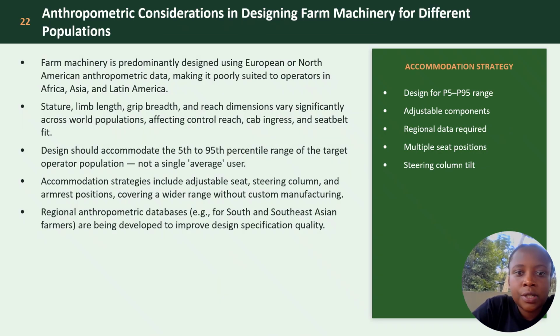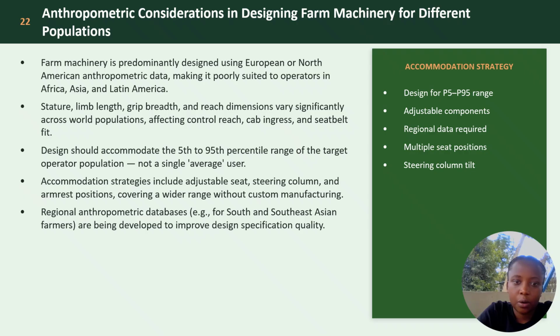Topic 22, anthropometric considerations in designing farm machinery for different populations. Farm machinery is predominantly designed using European or North American anthropometric data, making it poorly suited for operators in Africa, Asia, and Latin America. Stature, limb length, grip breadth, and reach dimensions vary significantly across the world population. Effective control reach can affect ingress and seat belt fit.